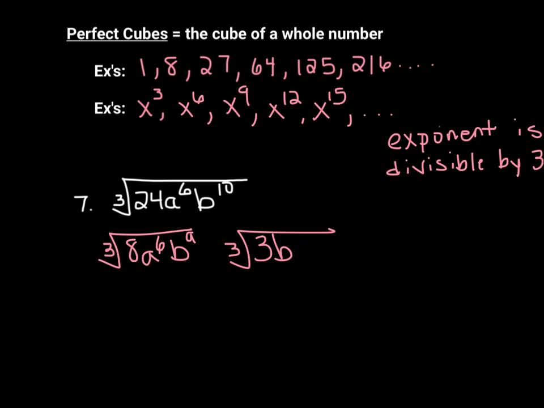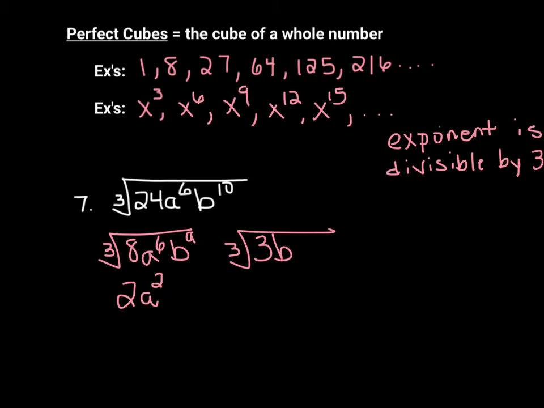All right, so now let's just simplify our first radical. So the cube root of 8 would just be 2, because 2 times 2 times 2 gives you 8. The cube root of a to the 6th would be a to the 2nd, because a to the 2nd times itself three times gives you a to the 6th.